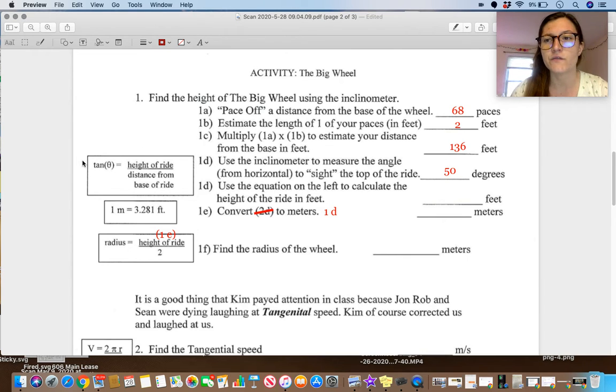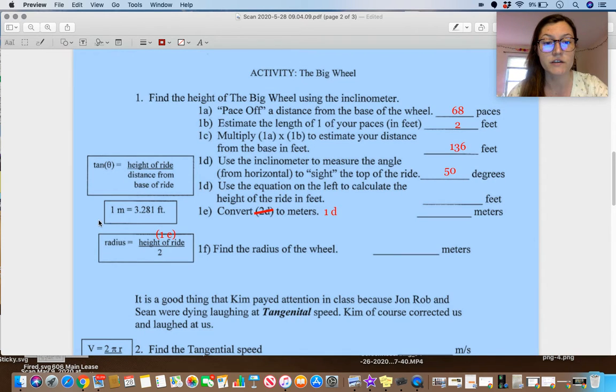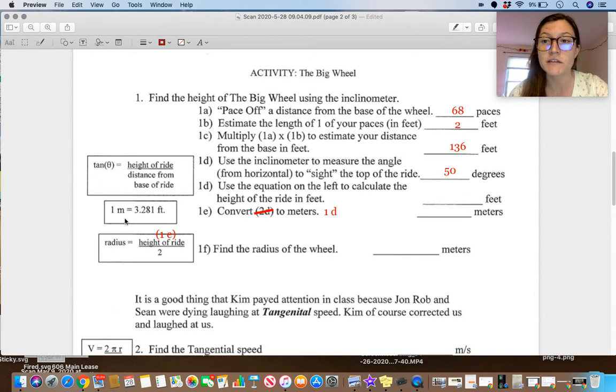So you take tangent of 50 in degree mode in your calculator and you multiply by 136 to get the height of the ride in feet. In 1E, it says convert 1D to meters. So you would use this conversion, which is located directly over here to the left. So all the equations that you need are directly on the worksheet. You just need to plug in the numbers to formalize the calculation. So you convert your answer from D into meters using this conversion rate.